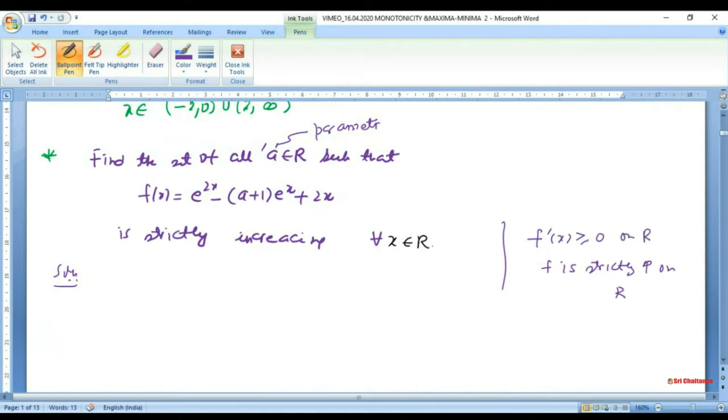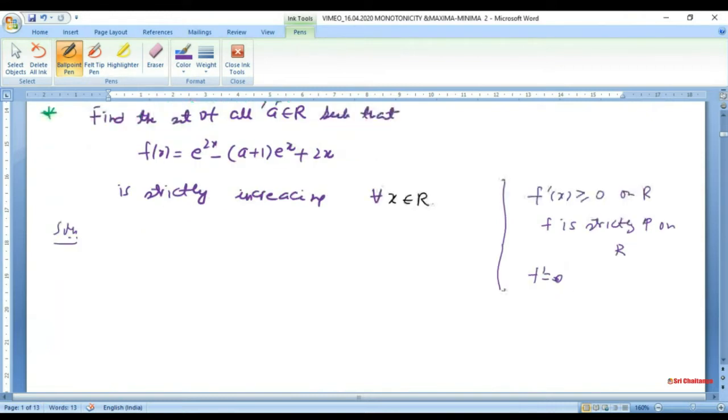Equal to 0 is fine, because even if f prime is 0, it has finitely many roots. The important point is that these roots don't form an interval. So once they don't form an interval, f prime being 0 does not stop the function from being strictly increasing. Remember the example f(x) equal to x cube. There the point 0 was there, but then we did not bother. So now we want this to be strictly increasing.